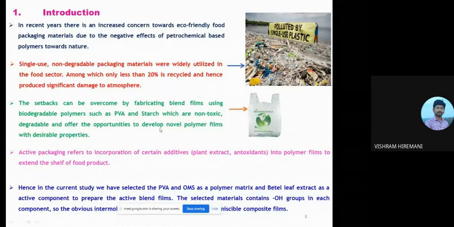The main intent of active packaging materials is the incorporation of certain additives like plant extracts and antioxidants into the polymer films to extend the shelf life of food products. Hence, in the current study, we have selected polyvinyl alcohol and oxidized maize starch as the polymer matrix and betel leaf extract as the active component.